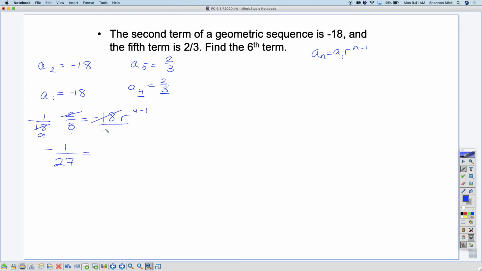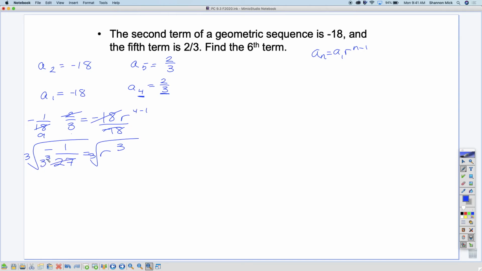I did, I just didn't write it. Okay, r to the what? Third. So I now need to take the what? The cube root, because it's r to the third. Can you quit getting ahead of the game? So I'm hoping that 27 is a perfect cube. And it is. It's 3 cubed. So this is 3 to the third.